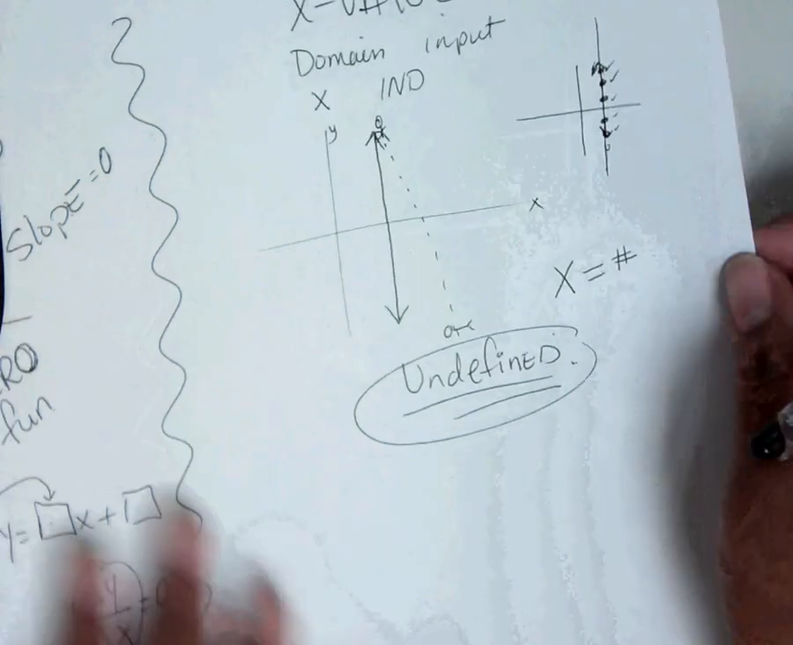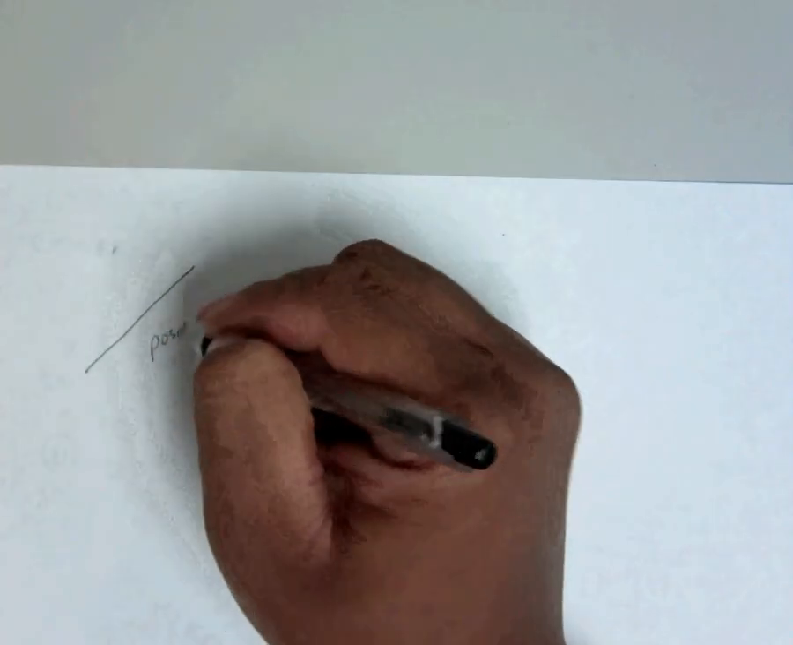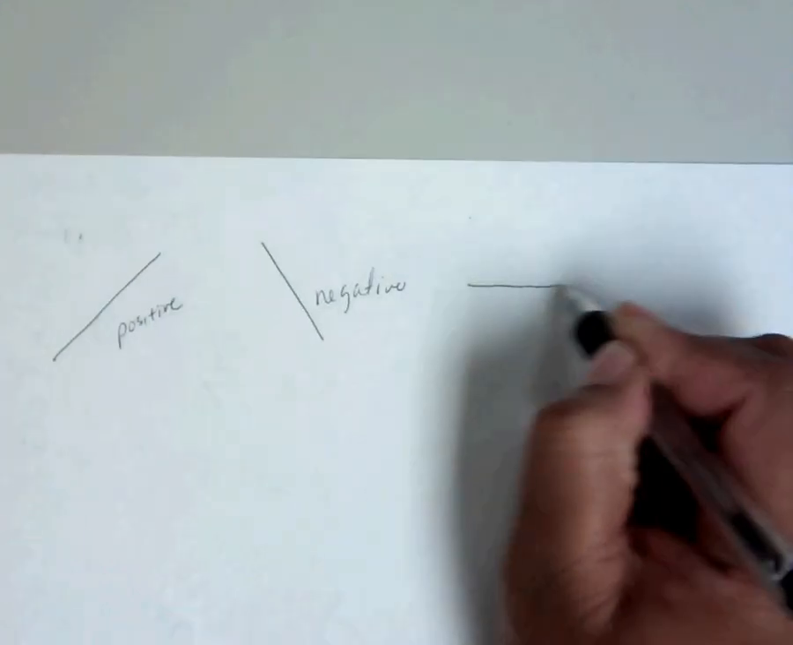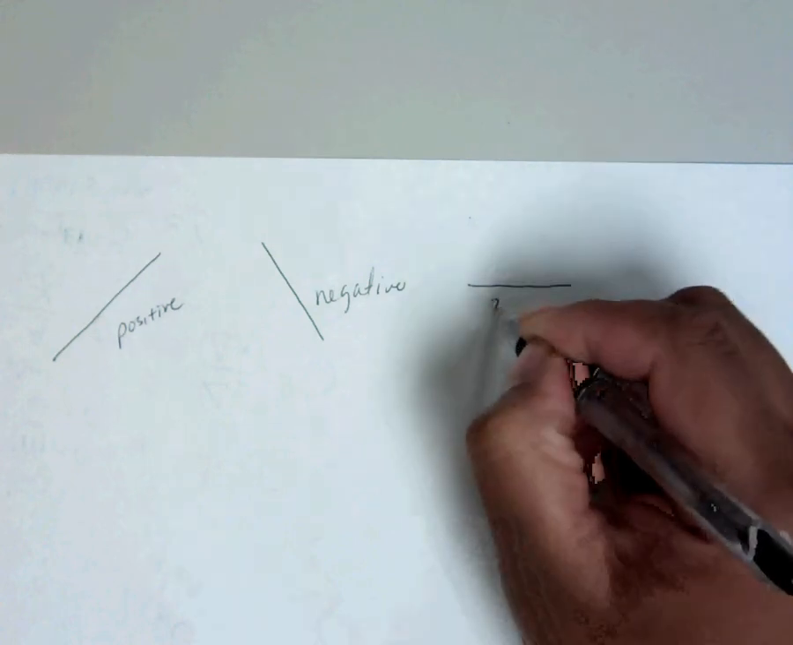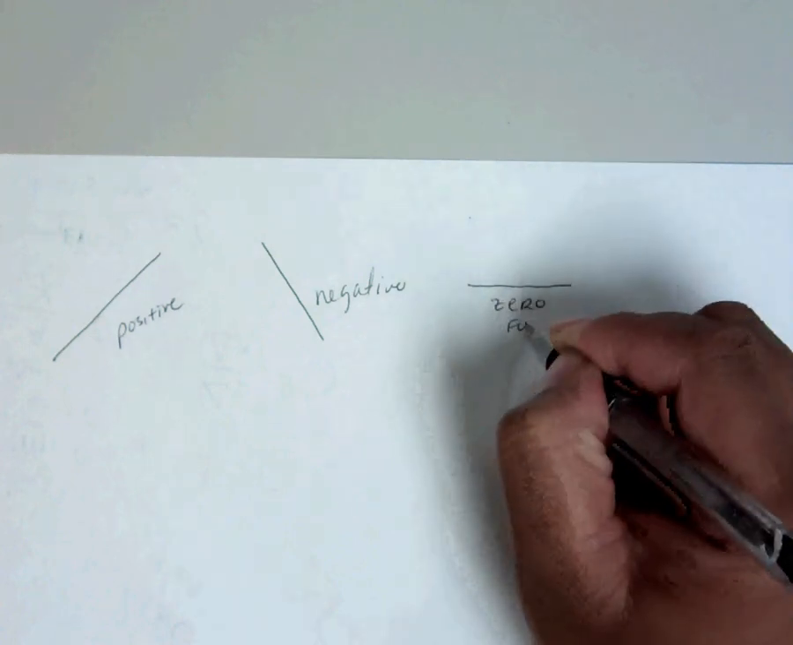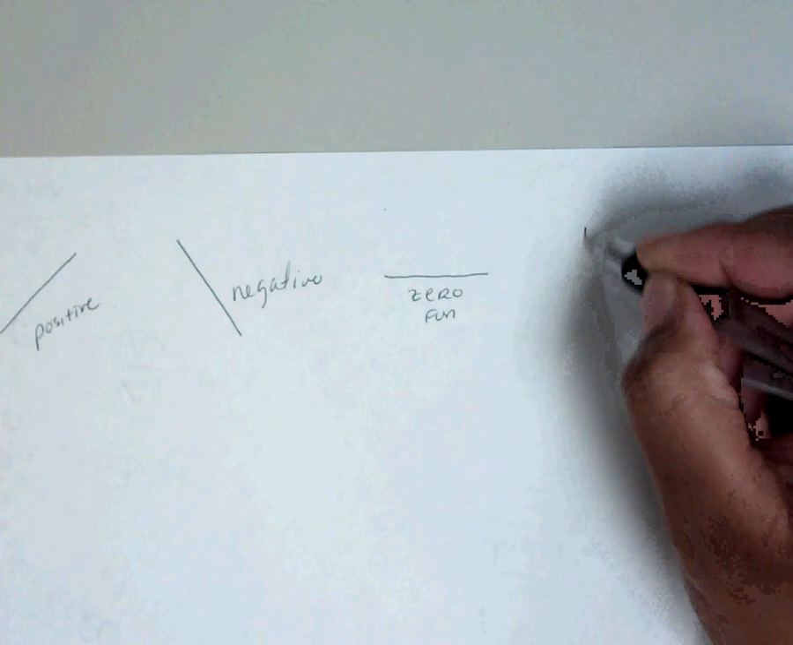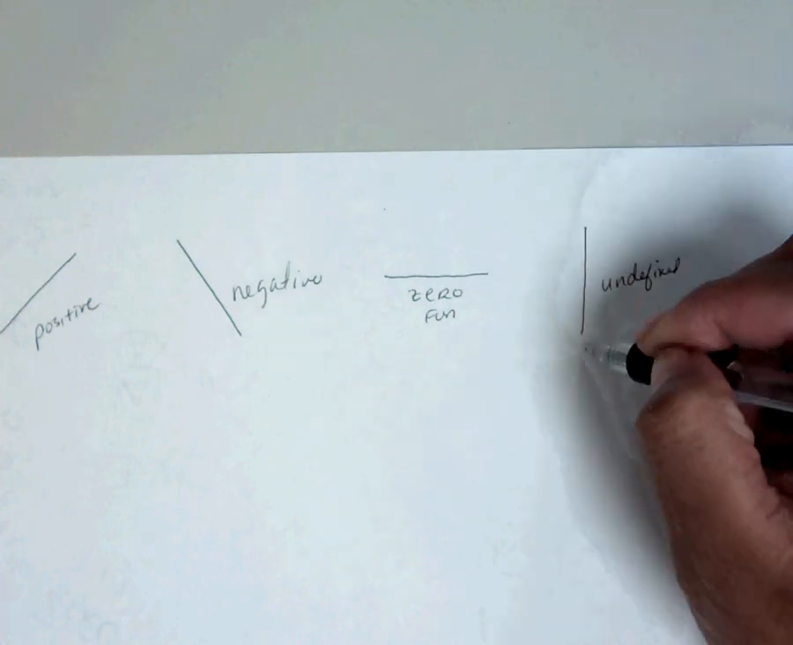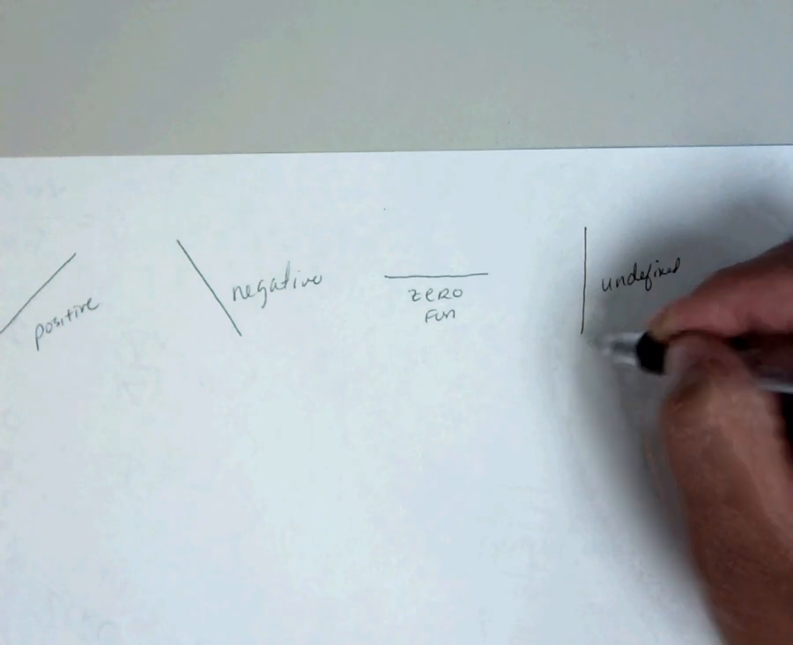Now that we've gone over that, let's review. We have going up the hill as positive slope. We have going down the hill, negative slope. We have 0 fun. So the slope of this line is 0. And then we have undefined, dead people because they fell and hit the ground. So that is slope in a nutshell.